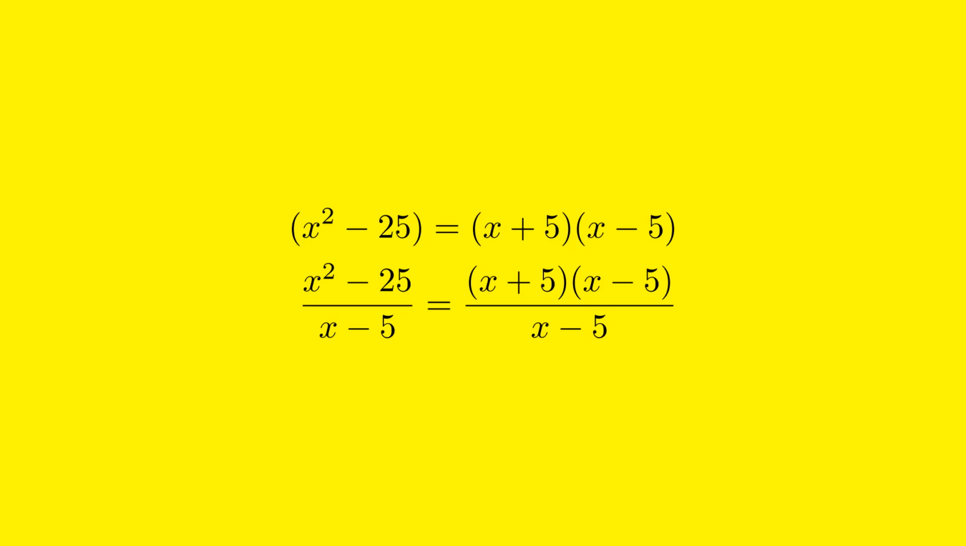Here, x squared represents a squared and 25 represents b squared. So, x squared minus 25 can be written as x squared minus 5 squared. Using the difference of squares formula, x squared minus 5 squared equals (x plus 5) times (x minus 5). Now our expression is changed from x squared minus 25 over x minus 5 to (x plus 5) times (x minus 5) over x minus 5.